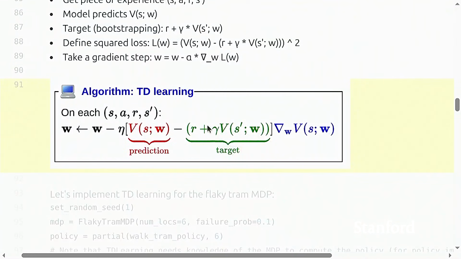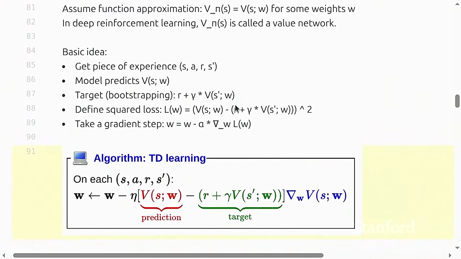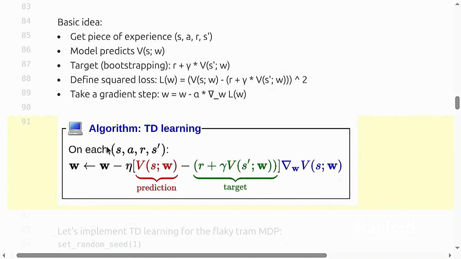So to summarize that in an equation: on each piece of experience, I'm going to look at the model prediction and look at the target. If you differentiate this, you'll find that there is this natural form where you have the difference times the gradient of what's inside, which is just the gradient of the value function at w.